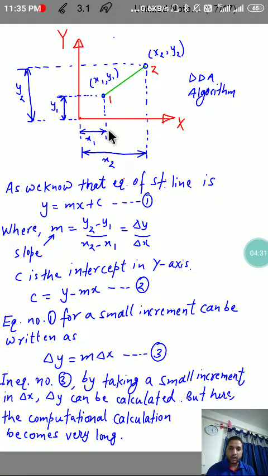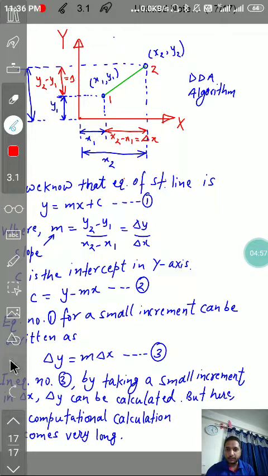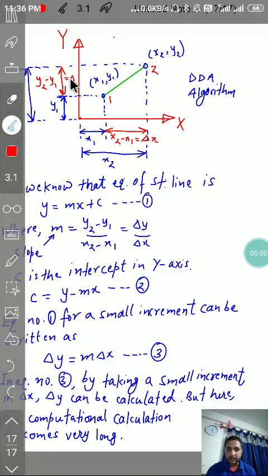And if we talk about this position, what will be this distance? Definitely it will be x2 minus x1, or we can say this is delta x. Similarly, if we want to calculate this distance, then this distance will become y2 minus y1, and y2 minus y1 we can say is delta y. Okay, this is delta y.